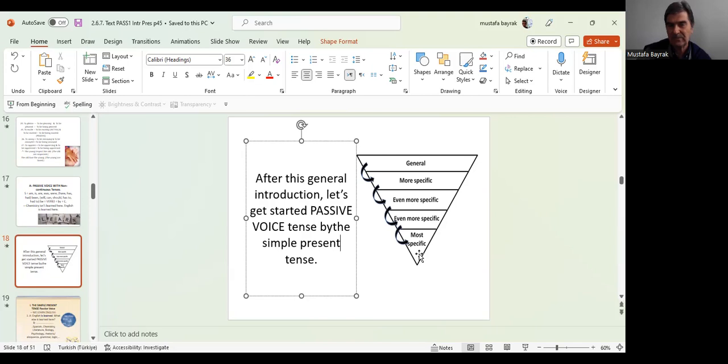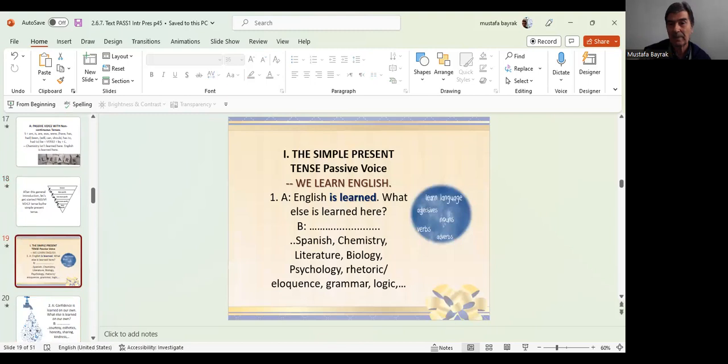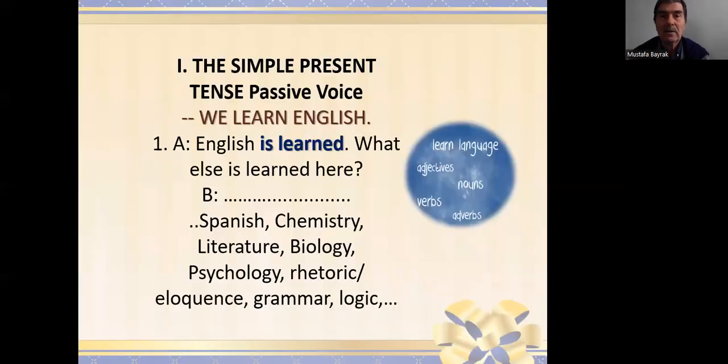Now, most specific, let's move on to the most specific topic, which is this. Okay. This is the beginning of our journey in the passive voice. Yes, I am sure, again, let me tell it again, your English will double after having learned these passive voice sentences. Okay.